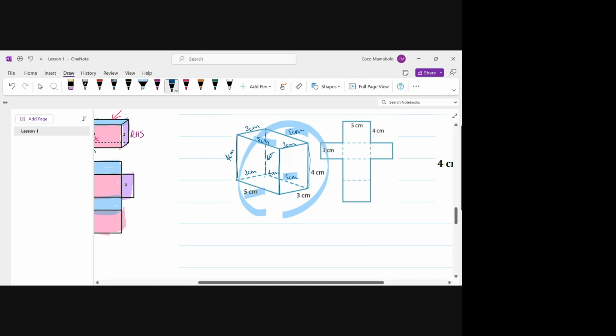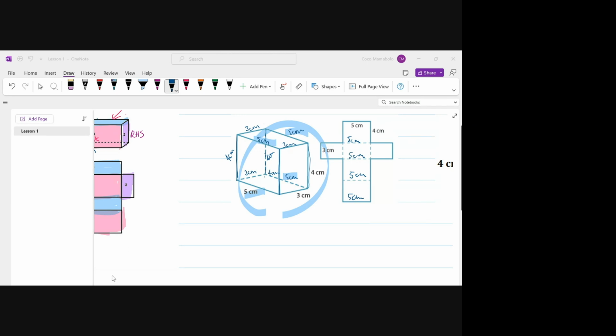All right, so I know that if this side is 5 centimeters, the 5 centimeters need to follow each other around my shape. So 5 centimeters, that will also be 5 centimeters, 5 centimeters, 5 centimeters, 5 centimeters. Thumbs up. Everybody agree with me? Are we all okay here? Amazing. All right, okay.